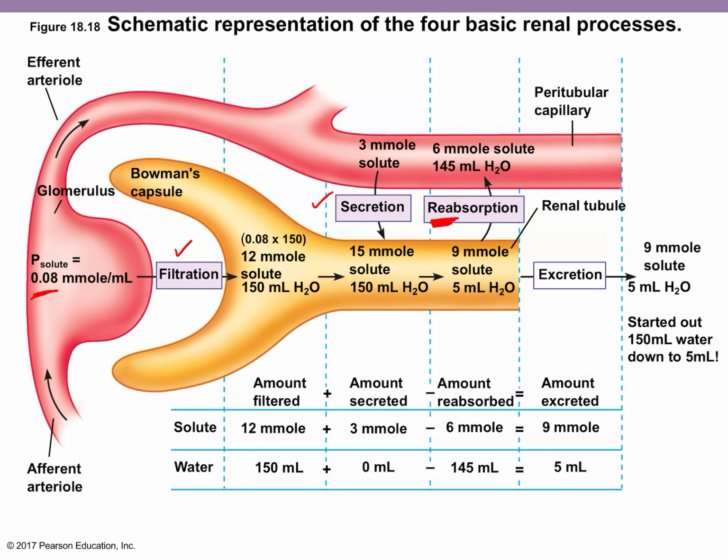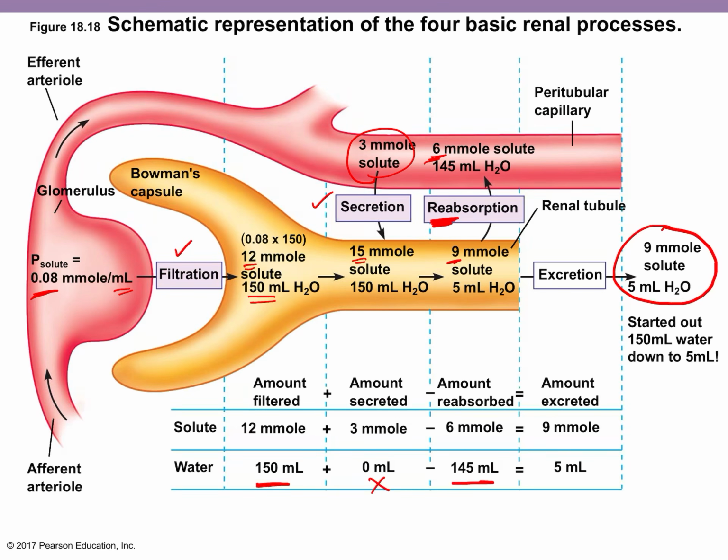So this is just a quick example of that. If you have 0.08 millimoles per mL of a specific solute, and you filter out 150 mL, if you do the math, that's 12 millimoles of that solute, and it's going to get excreted. Then here comes the secretion from your blood plasma, secreting another 3 millimoles. So that's going to make a total of 15. And then we're going to reabsorb some. We're going to reabsorb 6 millimoles. And so now we have 9. And so the excretion ultimately is going to be 9 millimoles of that solute.